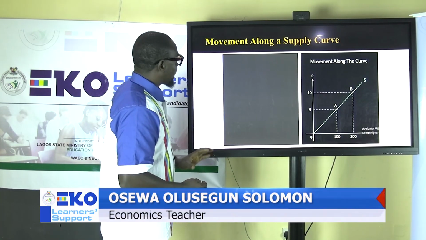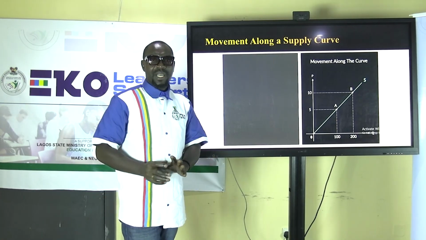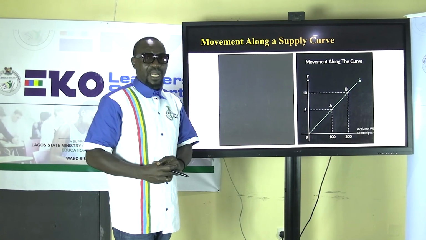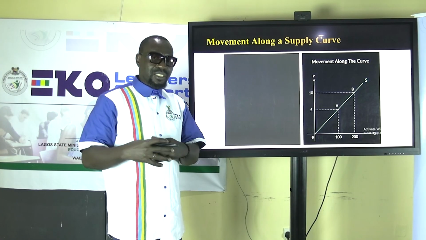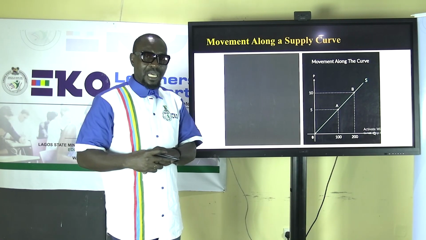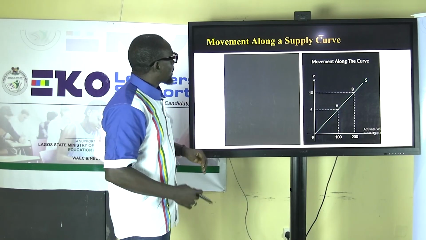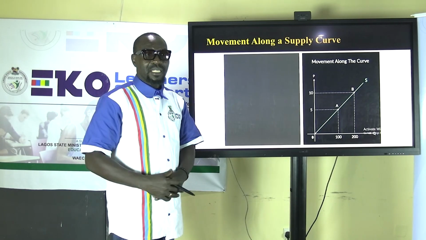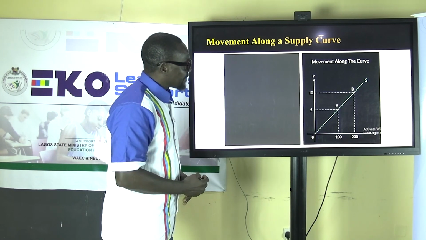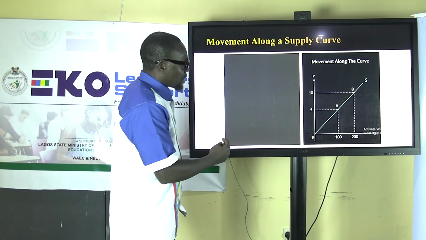Now, we look at two cases that can occur when there's a change in the supply of quantity. What are the things that impact on this quantity supplied, and in what way are they impacted? So the first we are going to consider is the movement along a supply curve, as we have in the diagram on the screen.